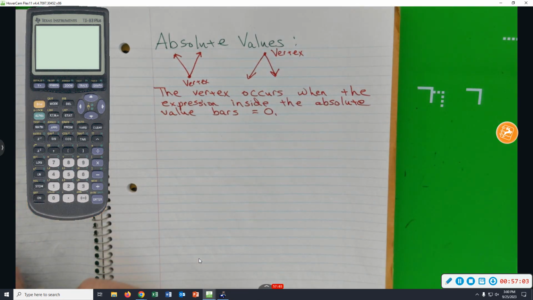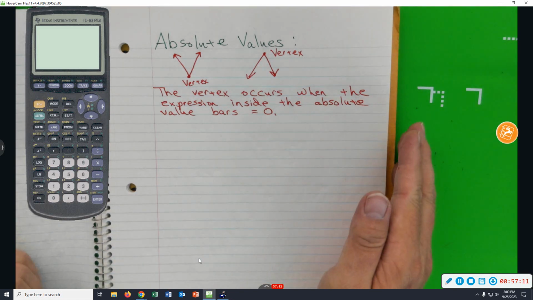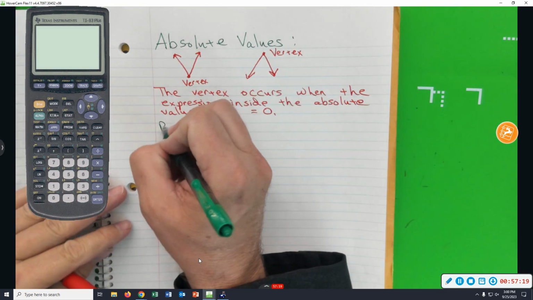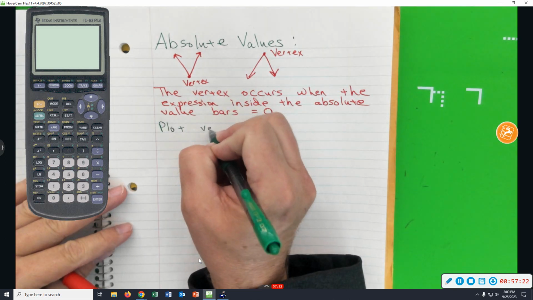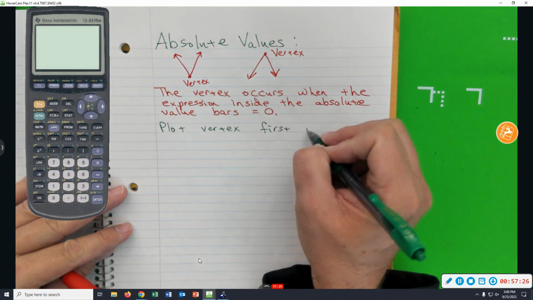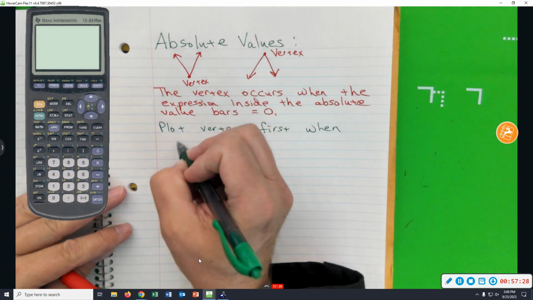When using the absolute value graphing tool, the first thing they're going to tell you to do is plot the vertex. Even if that's not the point that you find first, the first thing you'll have to plot will be the vertex. And I'm going to say, plot vertex first when graphing.